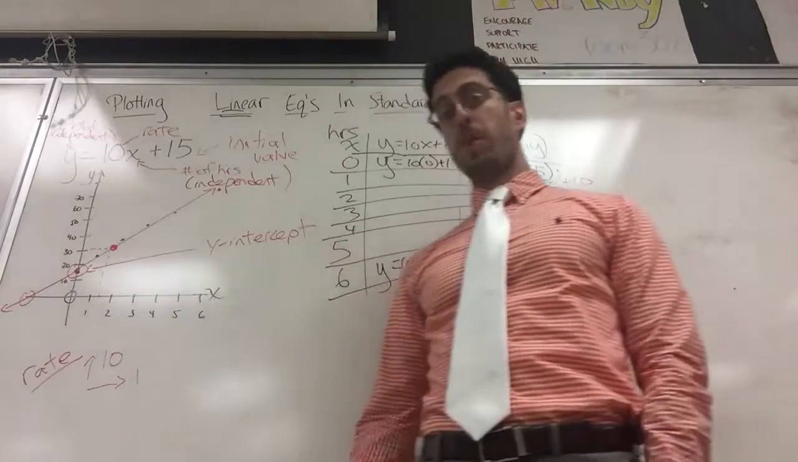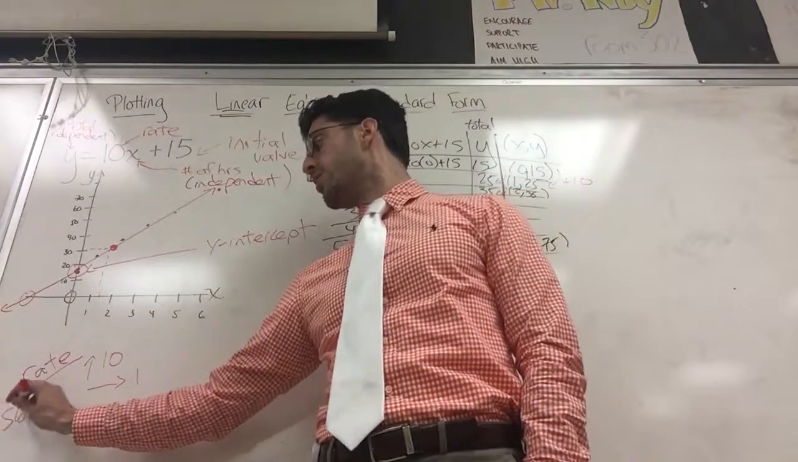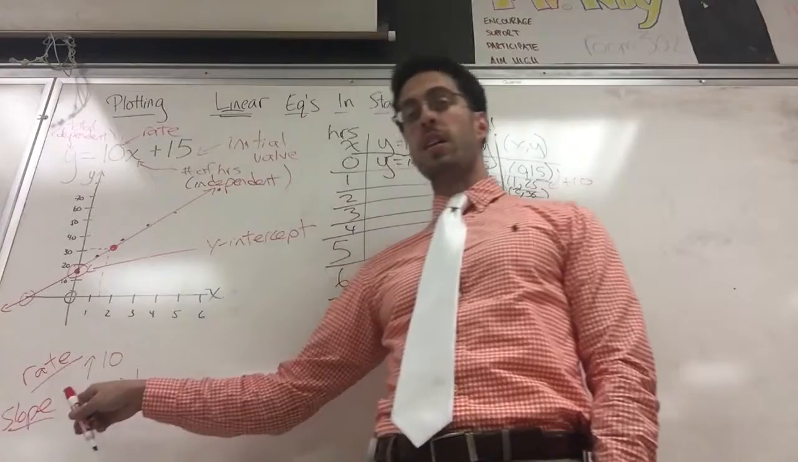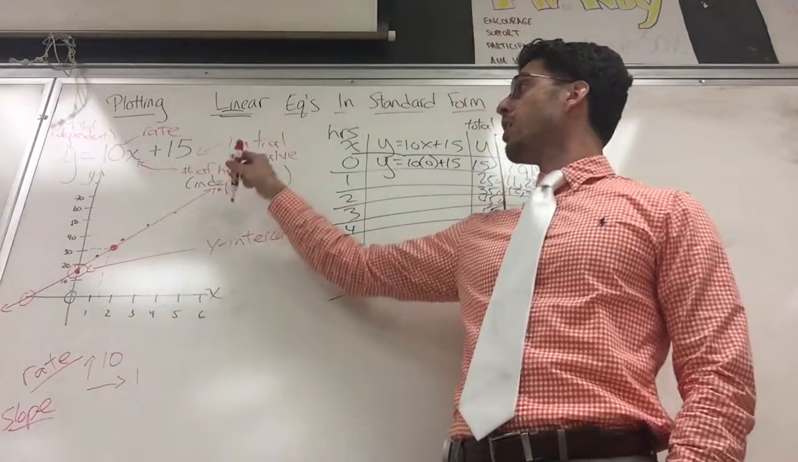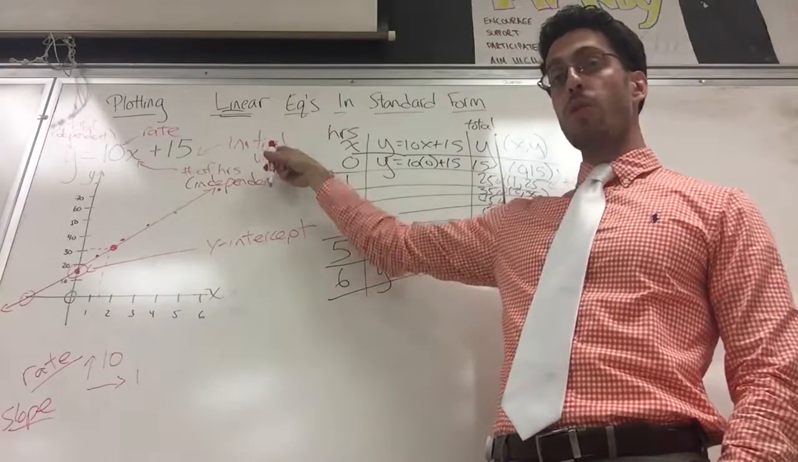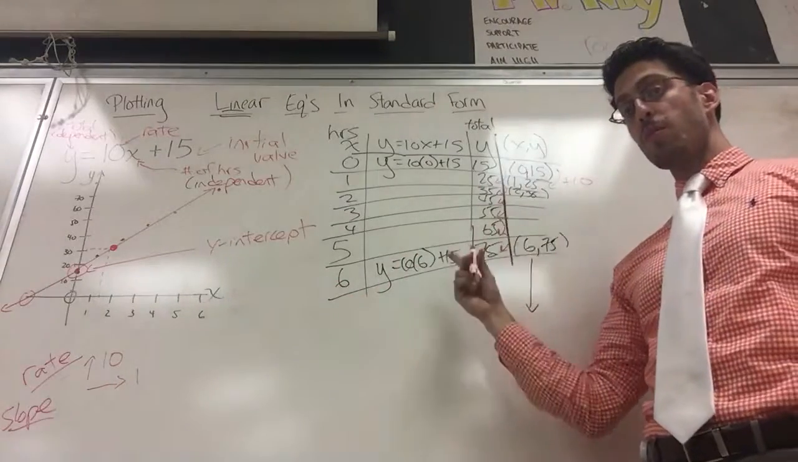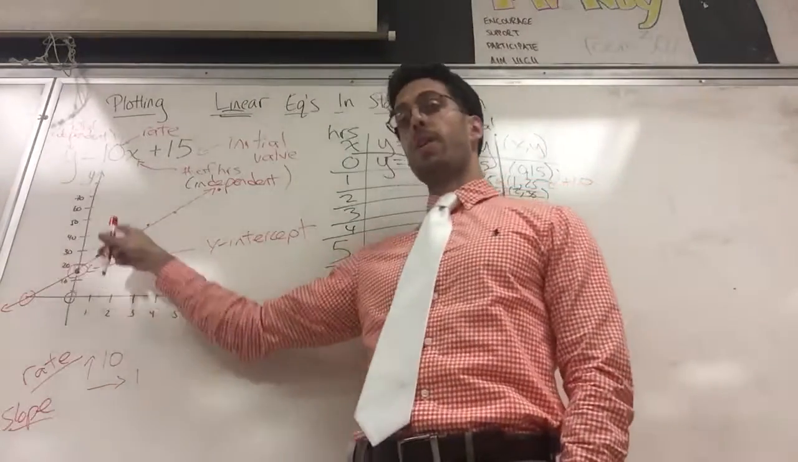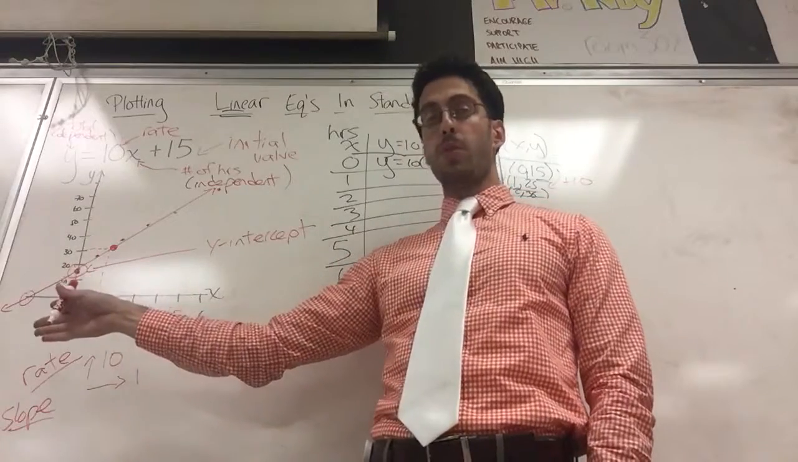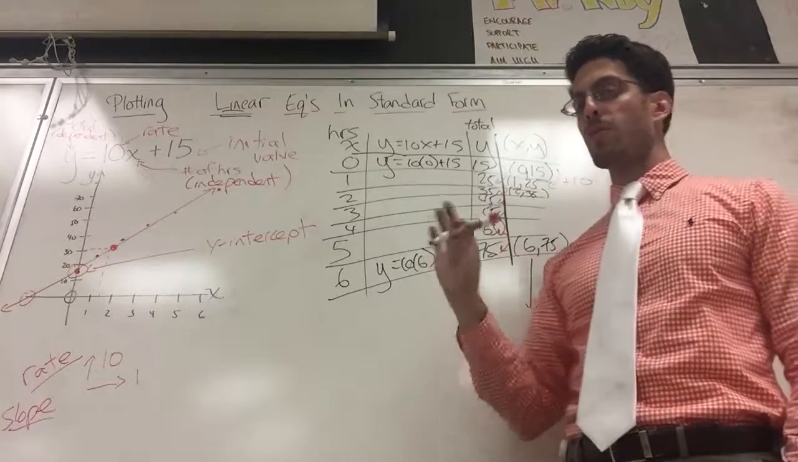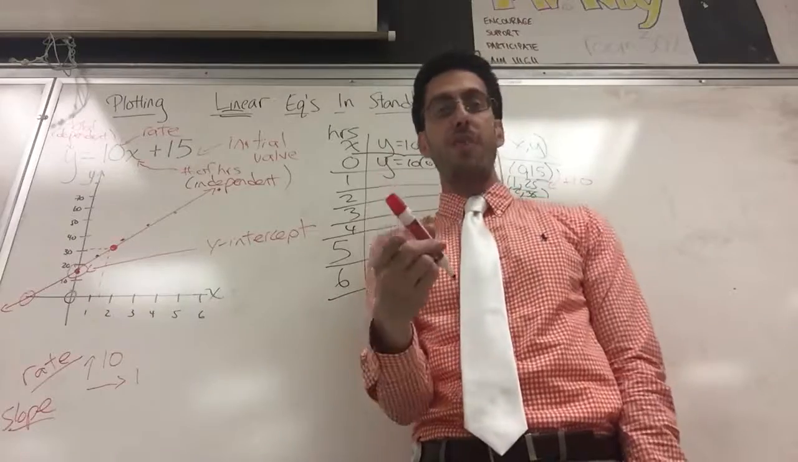And if you talk to the right person, they'll say it's also known as the slope of the line. So once you know the initial value, once you know the y-intercept and you know the slope, you don't even need this table anymore. You can just make the dots right away. Lines quicker. I did it the long way on purpose. You don't need that.